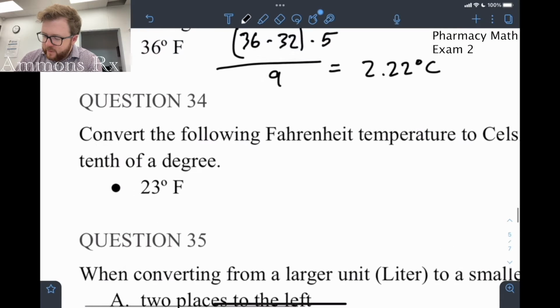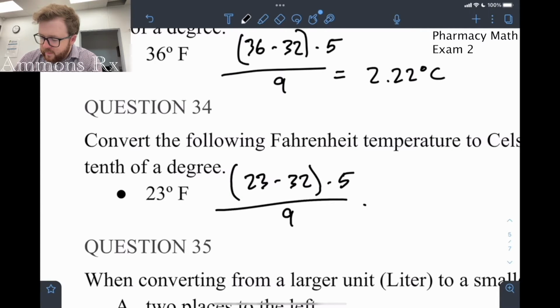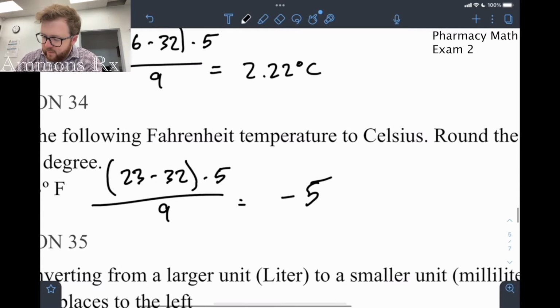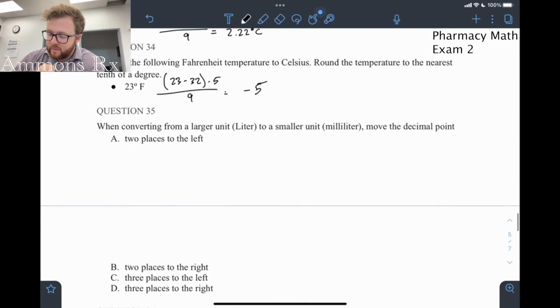Okay, we're going to convert this one to Celsius. 23 minus 32 times 5 divided by 9. So you'll notice that I ended up with a negative number. So negative usually refers to below freezing. So is -5 below freezing in Celsius? The answer to that is yes, because the freezing temperature in Celsius is 0 degrees.